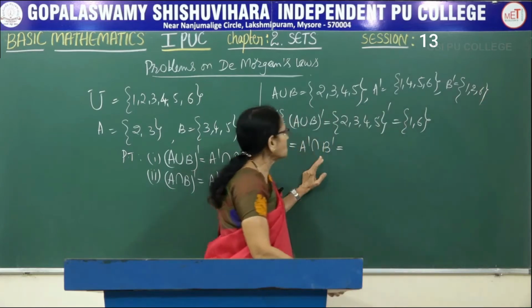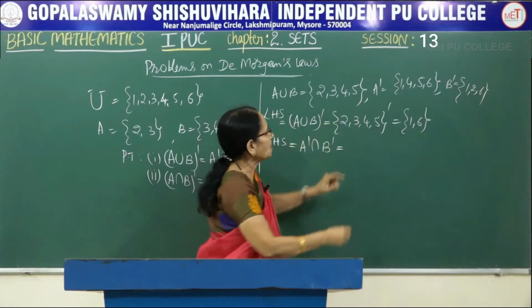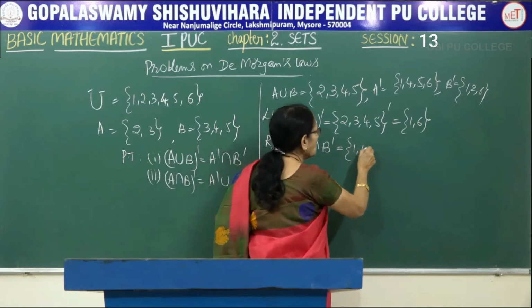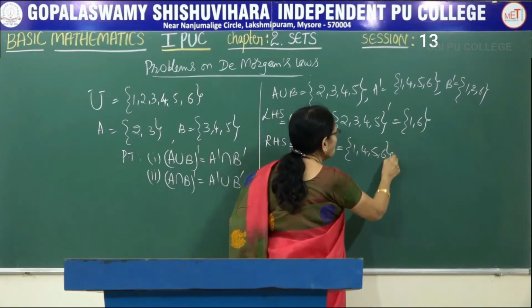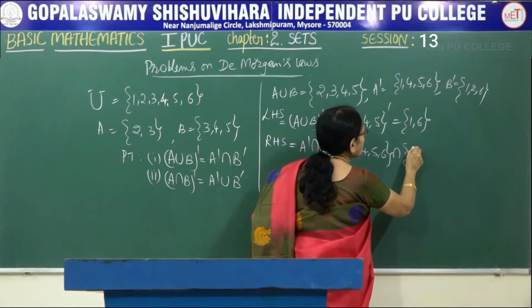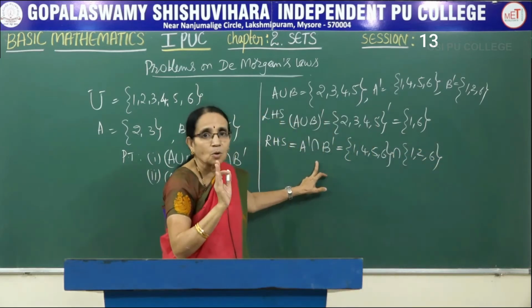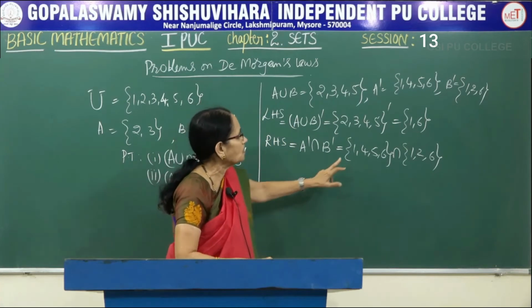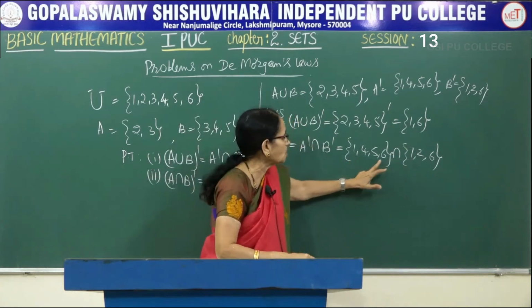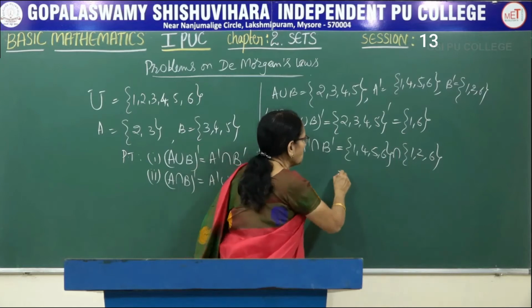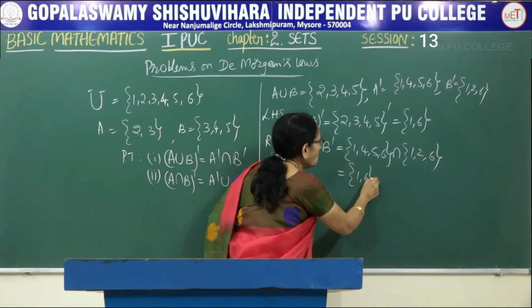Now A dash intersection B dash means {1, 4, 5, 6} intersection {1, 2, 6}. Intersection means you have to take only the common elements. What are the common elements? 1 is present in both of them, 6 is present in both of them. So that would be equal to {1, 6}.